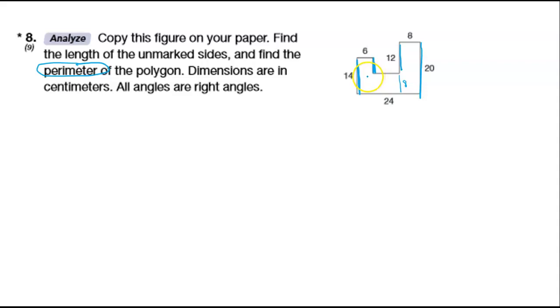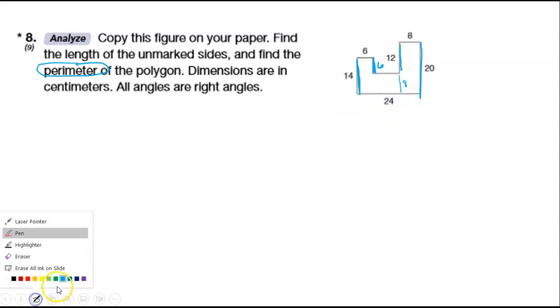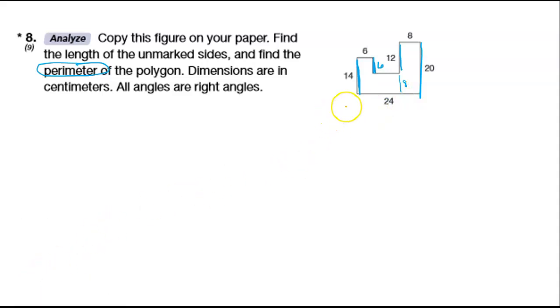14 minus 8 is 6. Sorry, that took a while. So that's 6. And then let me pick a different color for my horizontal. So horizontal, I have 24 here, 6 here. We're going to have to figure that one out, and that's 8. So 24 minus 14 means this is 10.